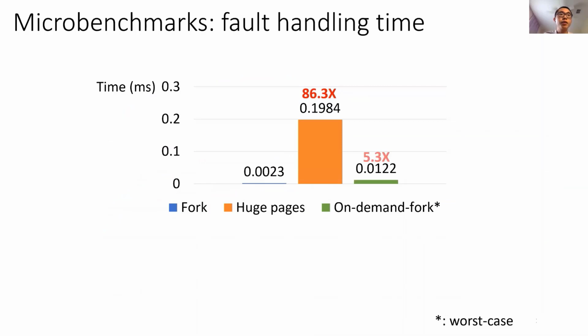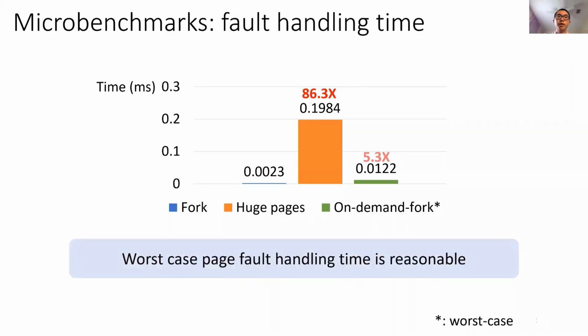Because on-demand fork may have to copy 1 page table plus 1 data page when handling a page fault in the worst case, we want to make sure that its page fault handling time is reasonable. From our experiments, on-demand fork has 5.3 times longer page fault handling time in the worst case, whereas huge pages take 86.3 times longer. Recall that the worst case of on-demand fork happens only during the first access to each 2 megabyte region after fork, and subsequent memory access will not incur additional cost compared to the traditional fork. On-demand fork delivers much faster system call latency while keeping page fault overhead acceptable.